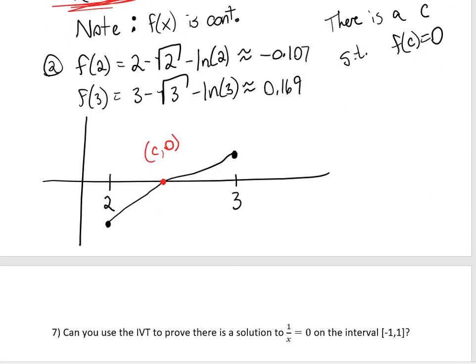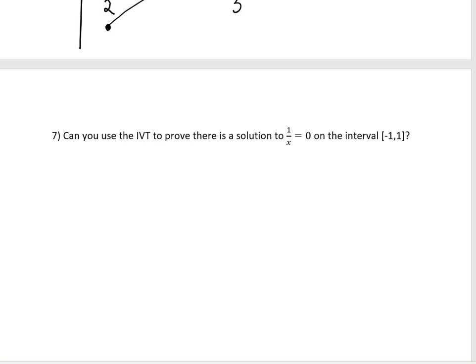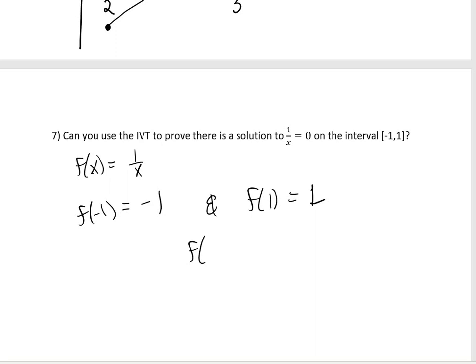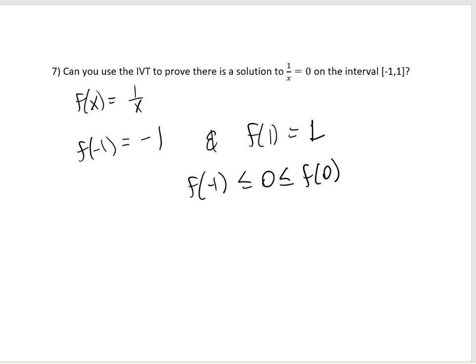Very last thing: can we use the intermediate value theorem to prove that there's a solution to 1 over x equals 0 on the interval between negative 1 and 1? Let f of x equal 1 over x. If I plug in negative 1, I'm going to get negative 1. And if I plug in positive 1, I'm going to get positive 1. And 0 is in between those. Whoops, my apologies, that should be a positive 1.